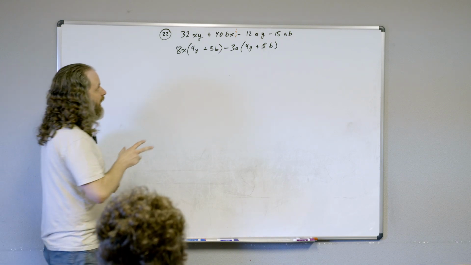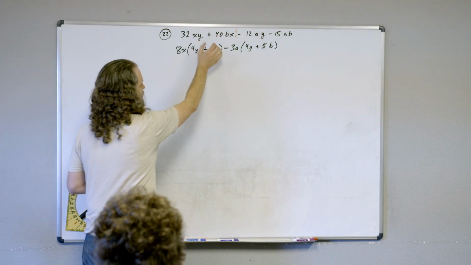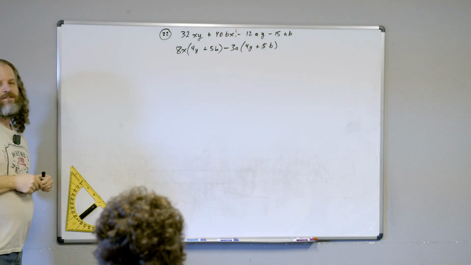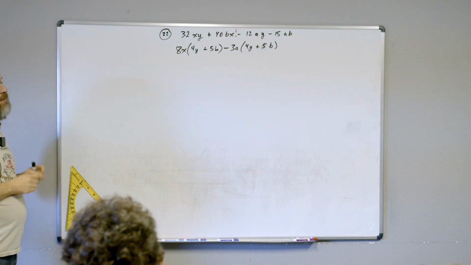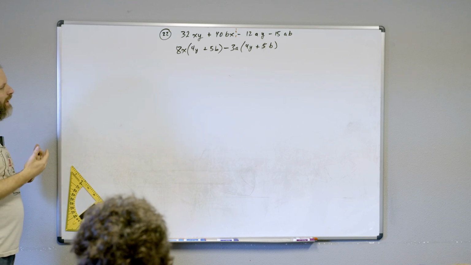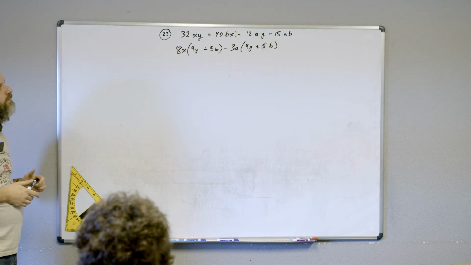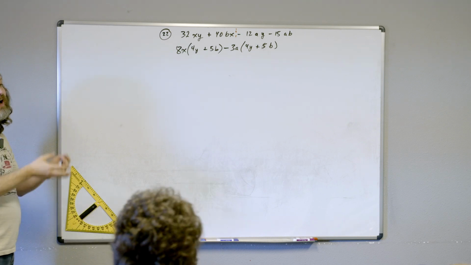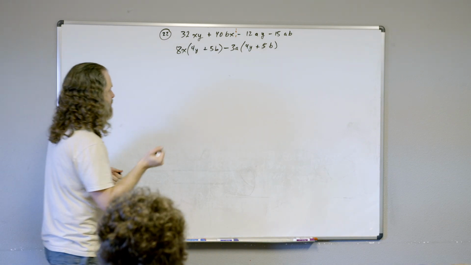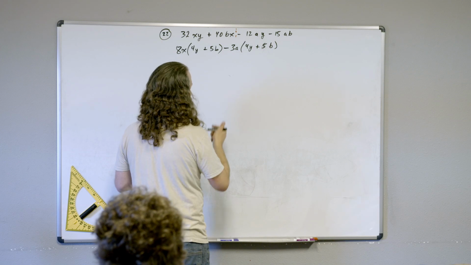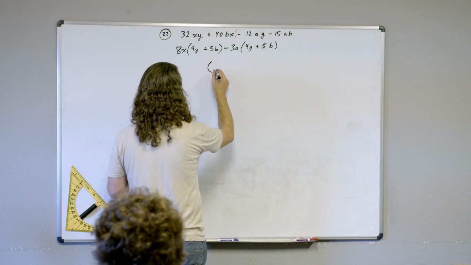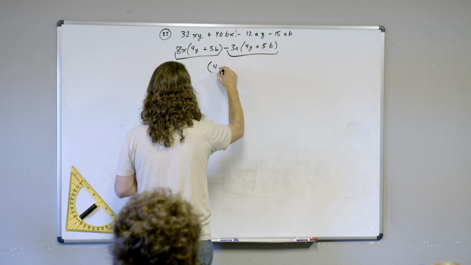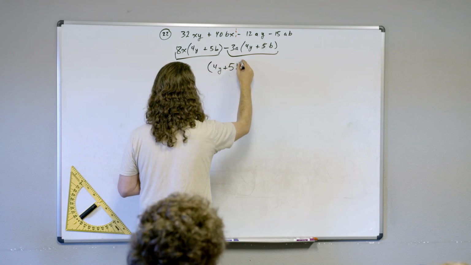Also, if there's not a common factor in the first two and then a common factor in the second two, I probably need to rearrange. I'm not done yet, though. I can do another thing. What can I do now? Not really get rid of it, but factor out the 4y plus 5b from this term and this term.